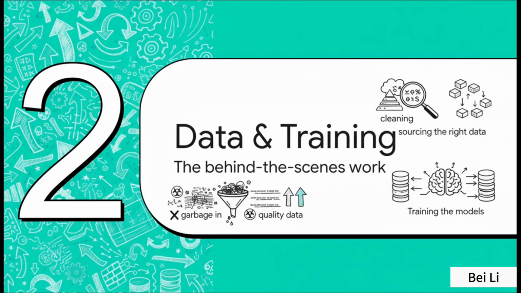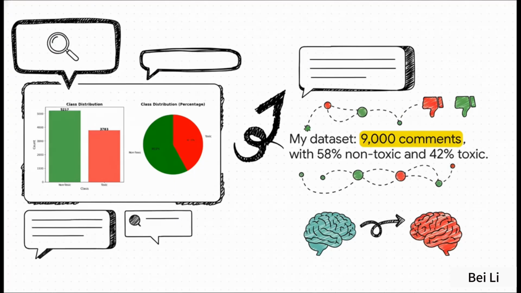Okay, on to section 2, data and training. Now, before any model can start competing, you have to do the essential behind-the-scenes work. There's this old saying in machine learning, garbage in, garbage out. And it's true. The quality of your data is everything. So, this whole stage was about finding the right data, cleaning up meticulously, and then teaching the models what to look for.